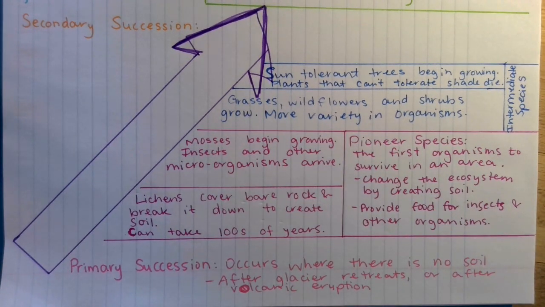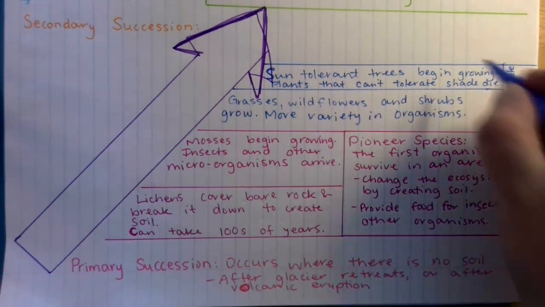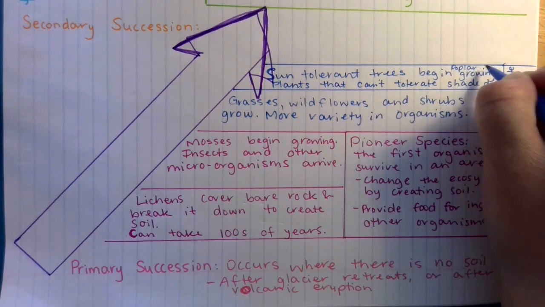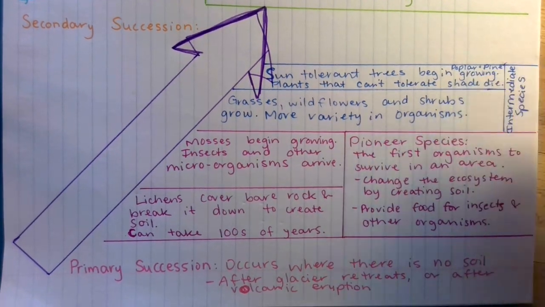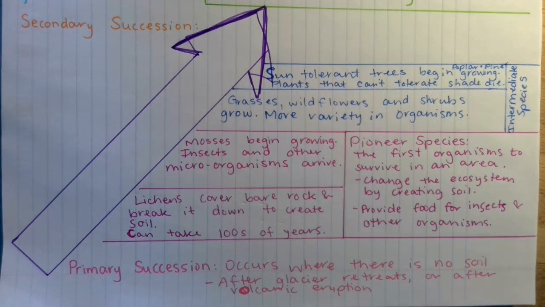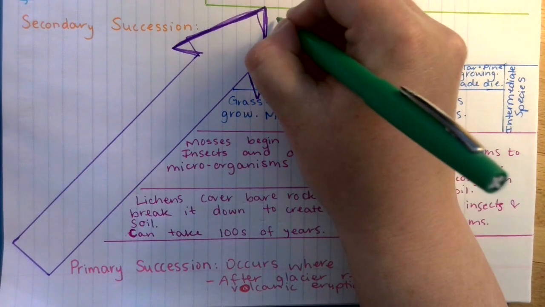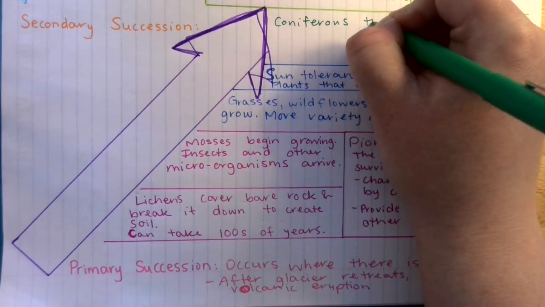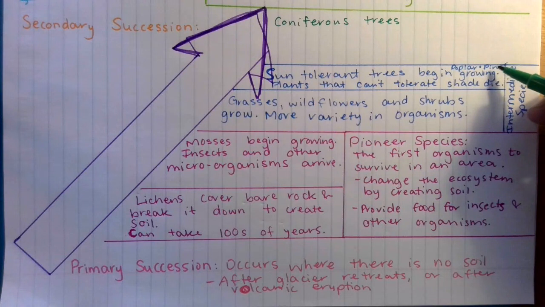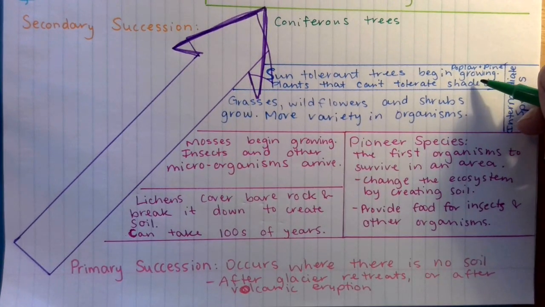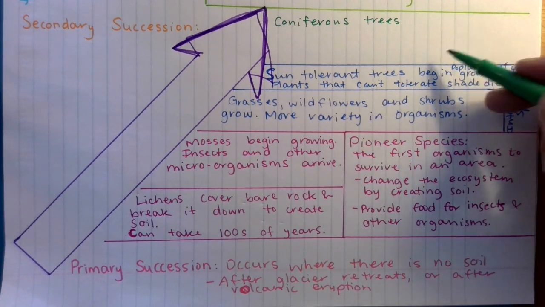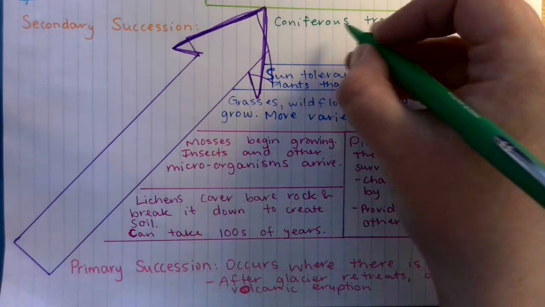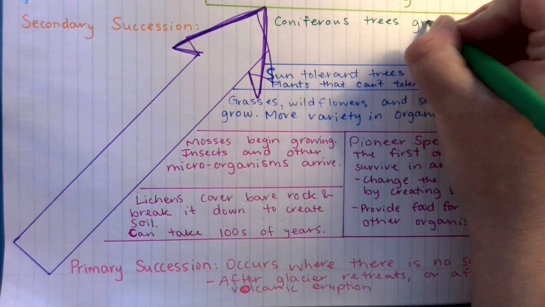Oh, and examples for us here are poplar and pine trees. Sorry, I should have left a little bit more room there. Okay, so above that, we finally get to our coniferous trees. In our case, pine trees are considered sun tolerant. So they are, yes, a coniferous tree, but they're not going to be in this level. They're going to be an intermediate species for us. Coniferous trees grow.